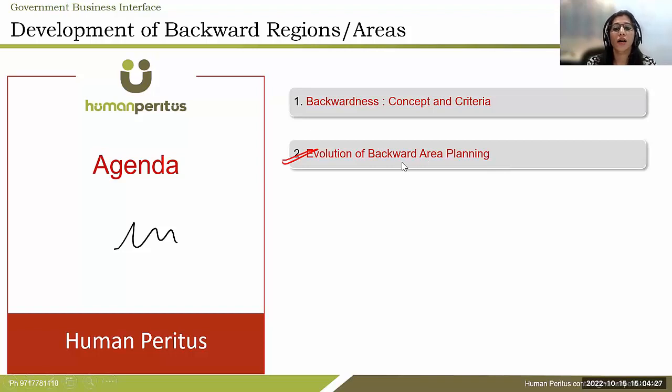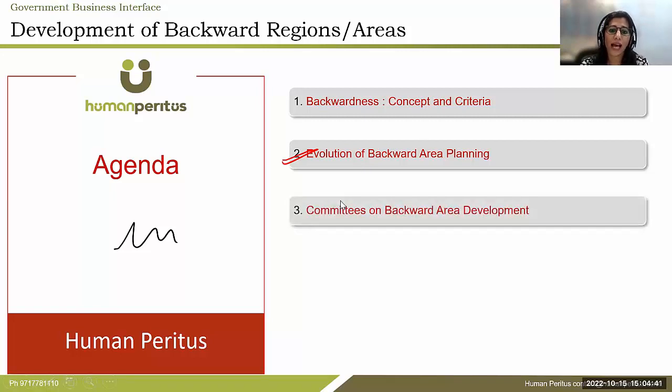How did the planning, with the help of the 5-year plans, about getting a balance in the geographical advancements or disadvancements come into being? So evolution, and then we will talk about the committees on backward area development, which committees were formed by the government to give recommendations or suggestions about what a backward area actually is and how we can deal with the various issues faced by the backward areas.